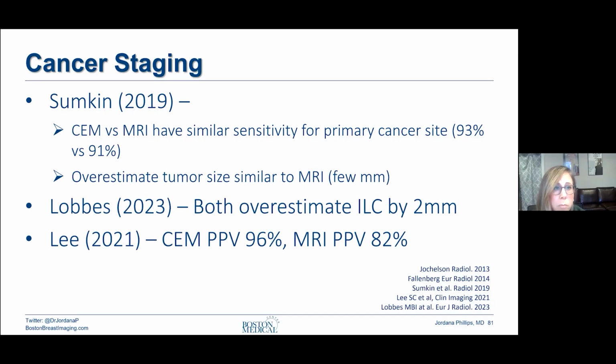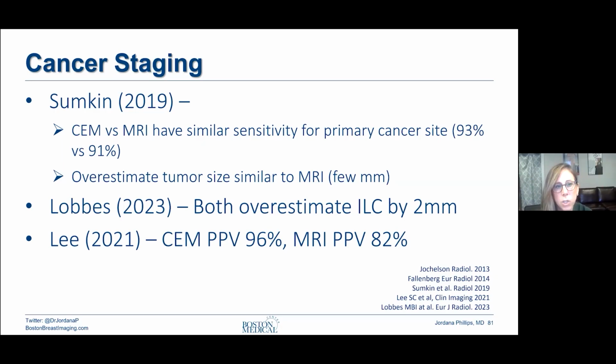They also found that both imaging modalities, CEM and MRI, overestimate the tumor size to a similar degree. And this overestimation is by a few millimeters. We are not talking about centimeters here. Lobbes et al., more recently, looked at contrast-enhanced mammography and MRI in their evaluation of ILC, invasive lobular cancer, and found that both of them overestimate ILC by around 2 millimeters, very similar.